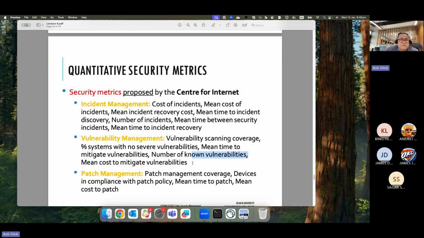Yeah, this is a question to you guys. Let's take a minute or two to think about this. The question is, what data do you need to compute this metric? And where do you think those data come from? Okay, the metric is the mean cost to mitigate vulnerabilities, and this metric is relevant for a vulnerability management system.